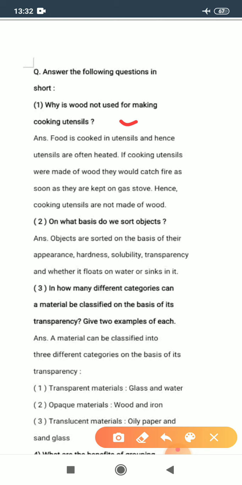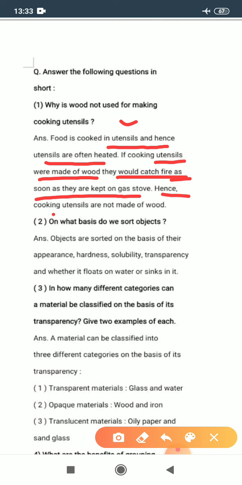Let's see the answer. Food is cooked in utensils and hence utensils are often heated. Everyone knows that at the time of cooking we need to turn on the gas, and with the help of that heat our food is cooked. If cooking utensils were made of wood, they would catch fire. Everyone knows that wood has the property that it will catch fire very soon as soon as it is kept on a gas stove. Hence cooking utensils are not made of wood.